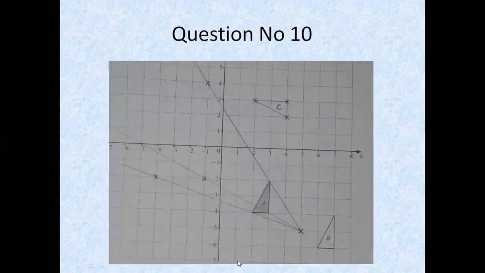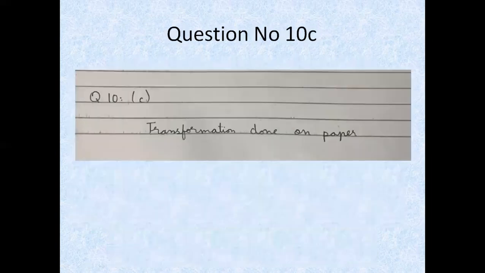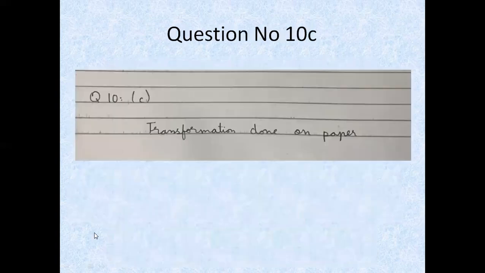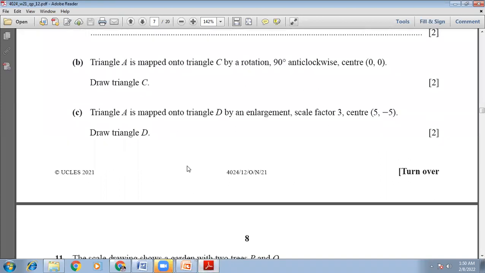Let me show you. So you can see here I put that dot, this dot, this dot. Then I will join these dots. Here you can see I have joined them, and that's triangle D. Okay, so we are done with question number 10.